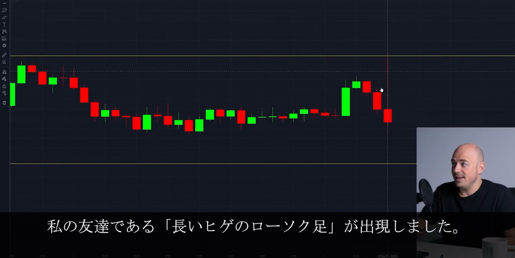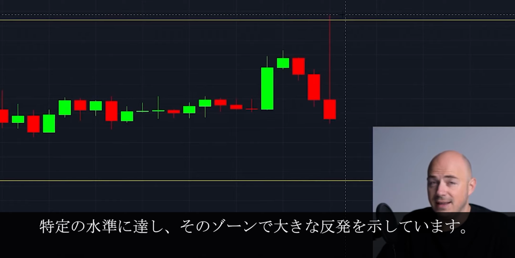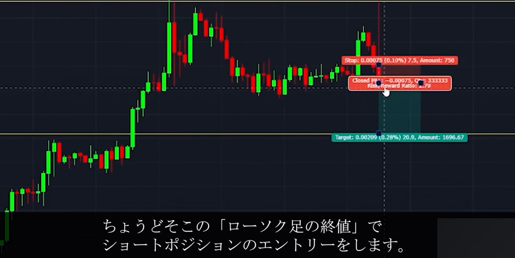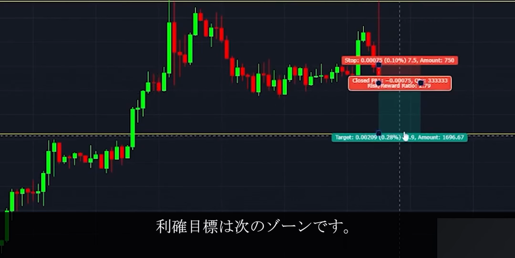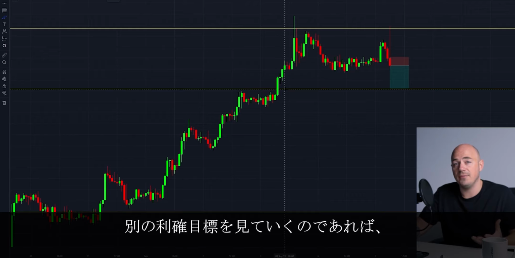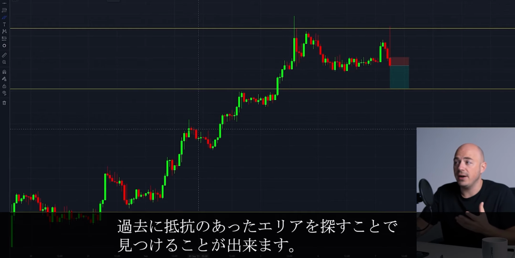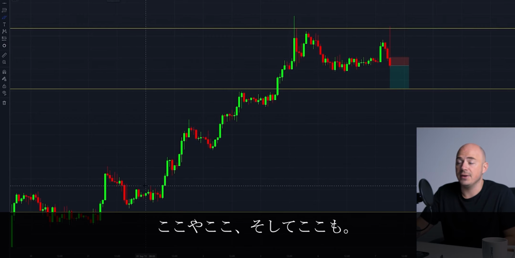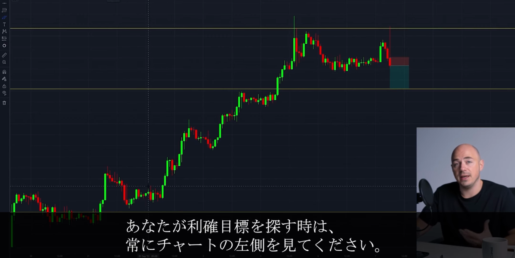This, my friends, is a long wick candle. Hitting that level, showing a massive rejection off of that zone. That right there is your entry at the close of that candle for a short position, targeting the next zone. That's a 20 pip trade on Australian dollar, US dollar. Now, when looking at different take profit levels, you can check areas where it's found resistance before. Here, here, and here. Always look left when you're looking at your targets.